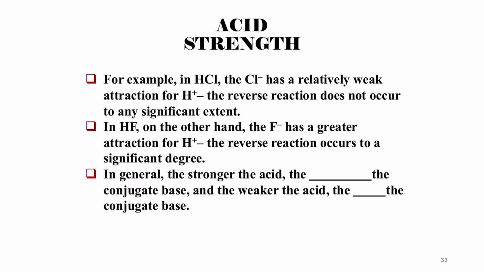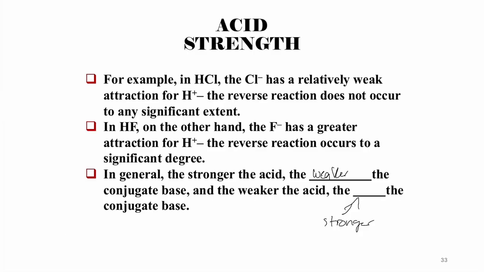By contrast, we can also think about the reverse reaction. If the anion has a strong attraction to the proton, and let's say you just dumped a bunch of that anion in solution, which is what you do when you make buffer solutions, then the conjugate base is going to be stronger. So the stronger the acid, the weaker the conjugate base, and the weaker the acid, the stronger the conjugate base.